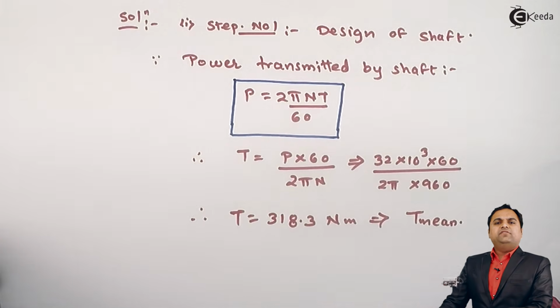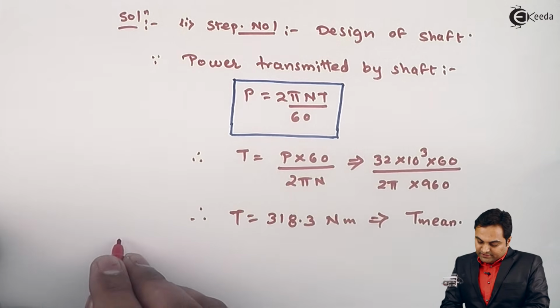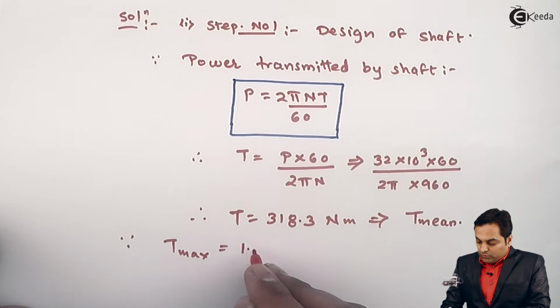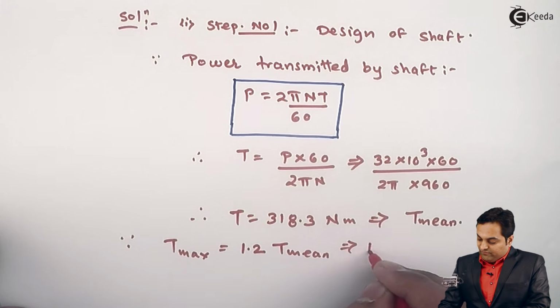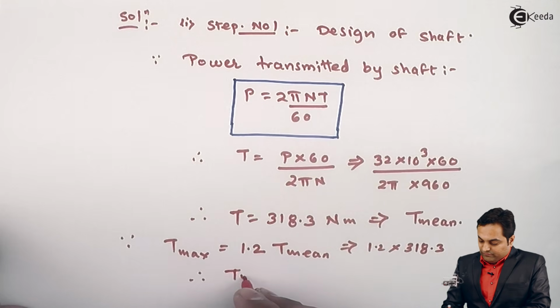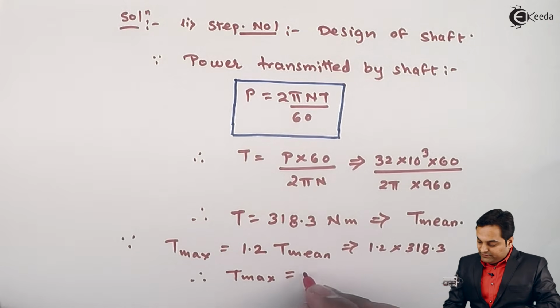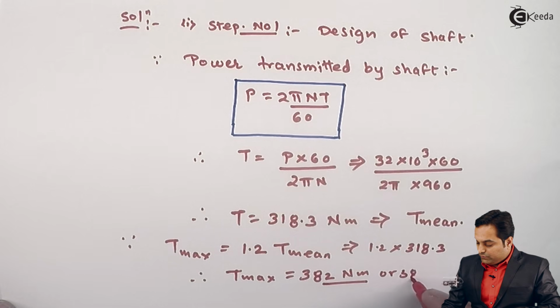In the question they have given the relation between maximum and mean torque, and I'll say that since T max, the overall maximum torque, is 1.2 times T mean, since it is 20% more. So here I have 1.2 into 318.3. So therefore T max, my answer is 382 Newton meter, or I can say it is 382 into 10 raised to 3 Newton millimeters.